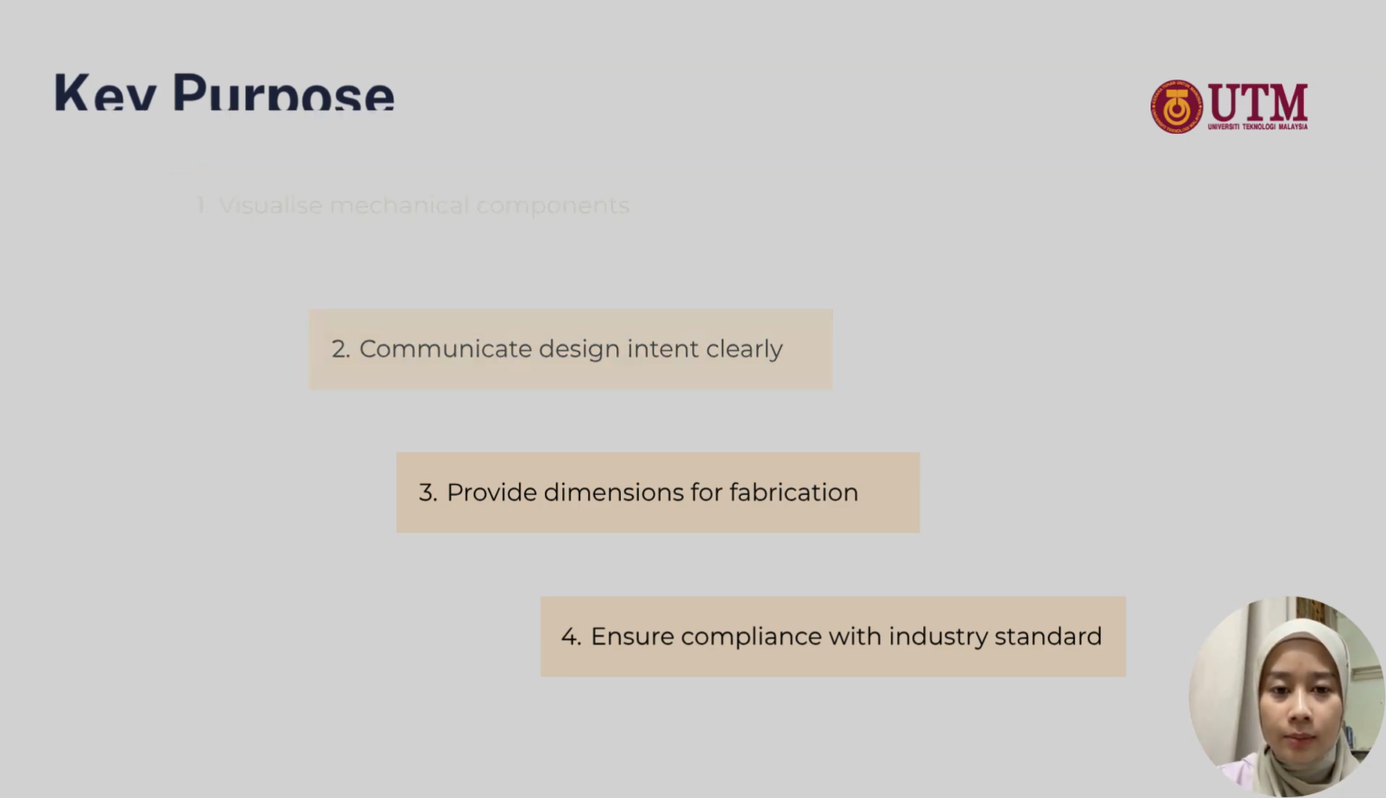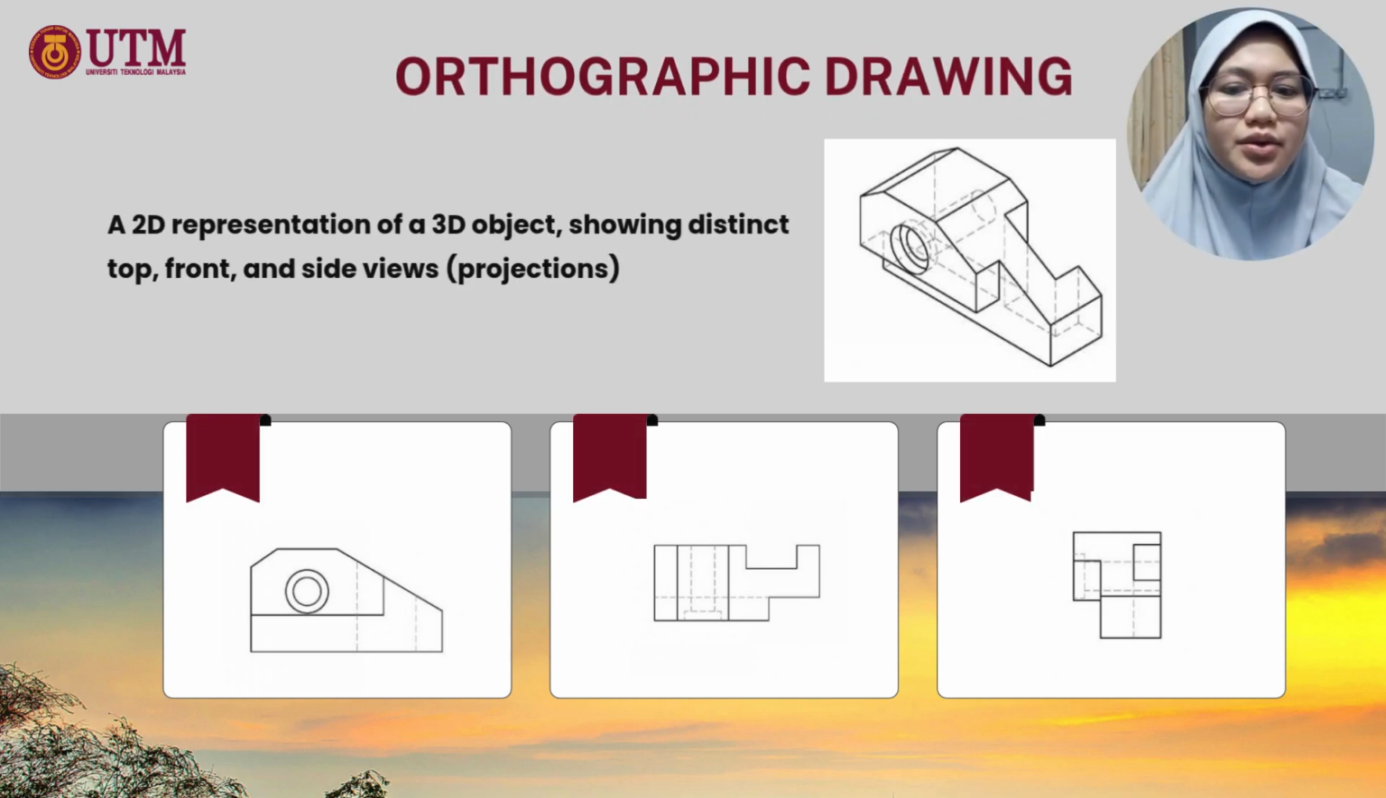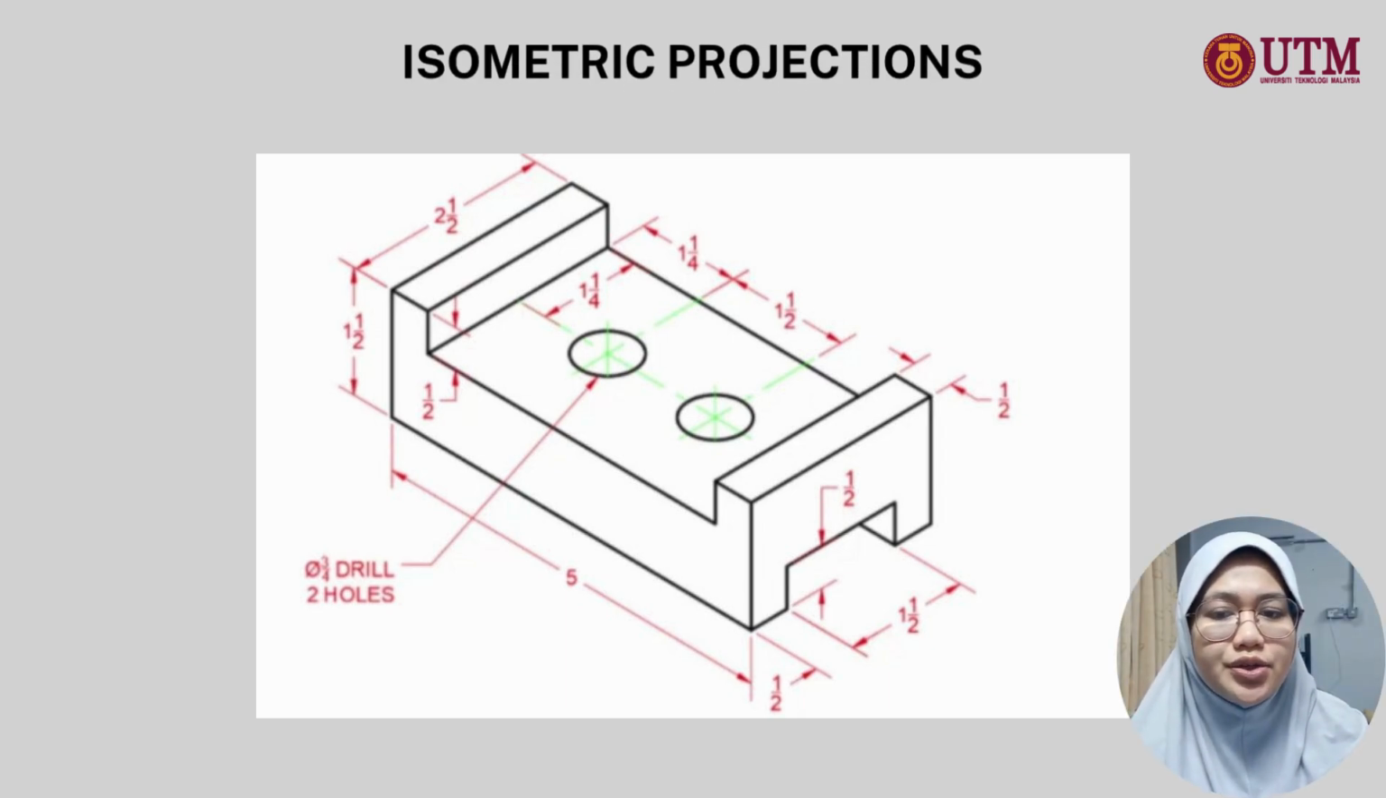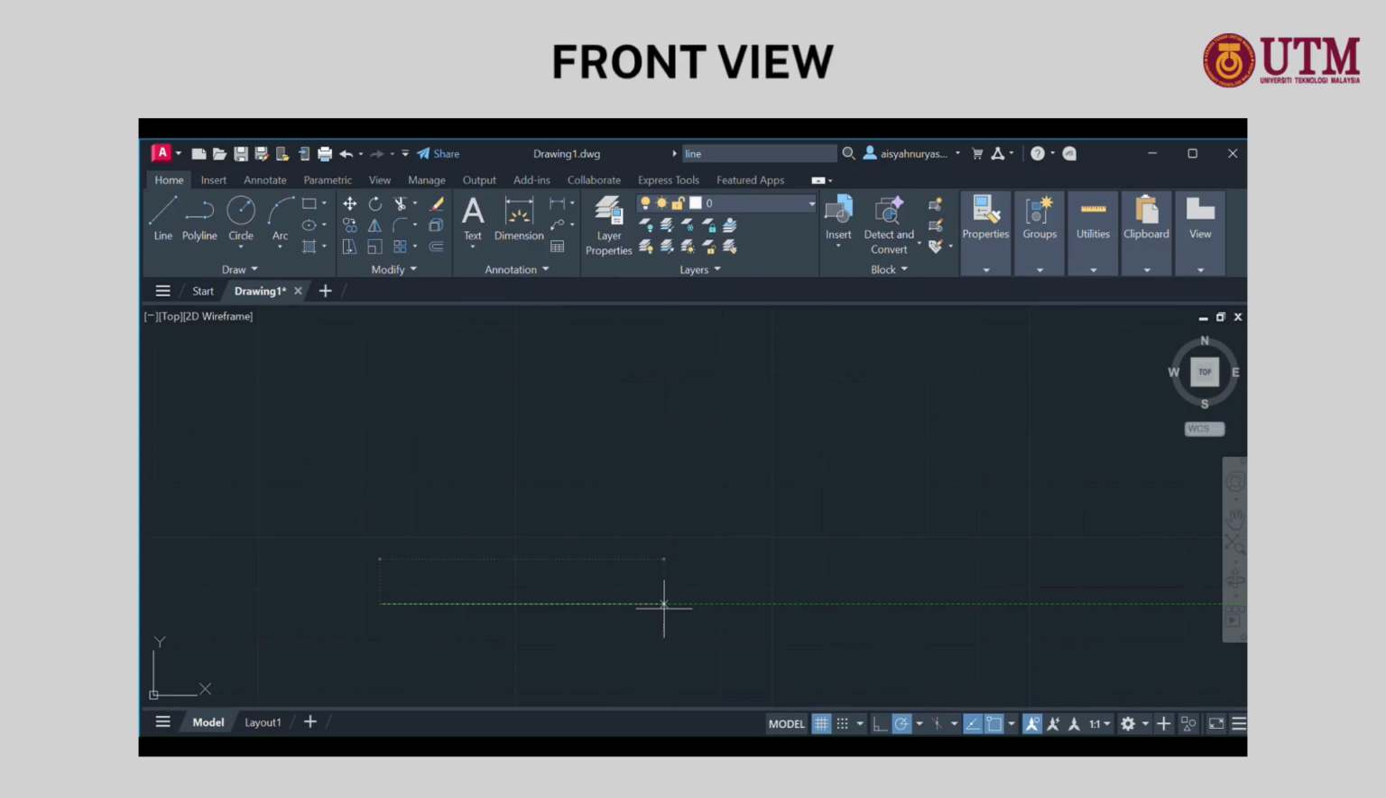My name is Aisha and I would like to talk about orthographic drawing. Orthographic drawing is a 2D representation of a 3D object showing distinct top, front, and side views. This is the reference that I use for orthographic and isometric drawing. This is for the front view.